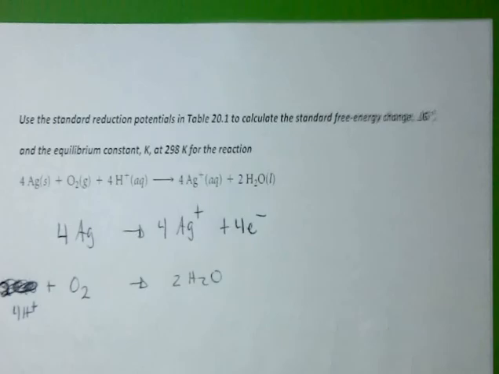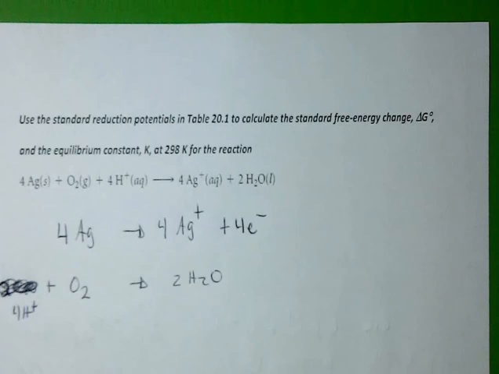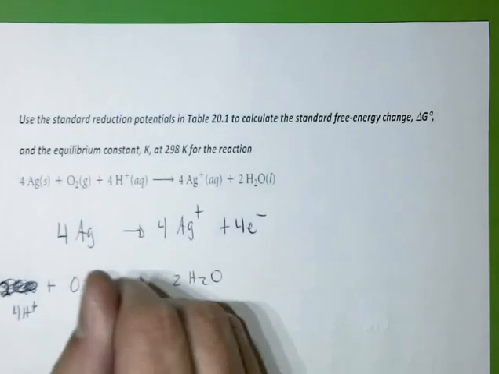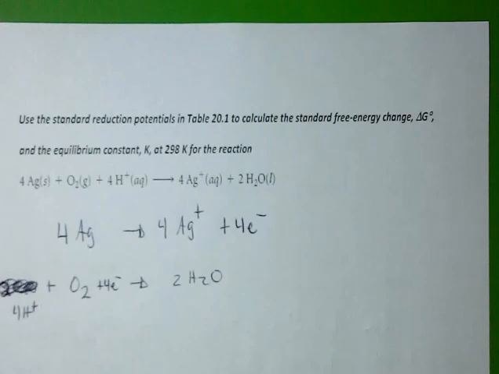And then we have to balance out the other side. We have to add 4 electrons to this side to balance it out. So we've figured out what's oxidized and what's reduced, and everything's balanced that we've got. They didn't say it was in basic solution. They told us it's at standard conditions.